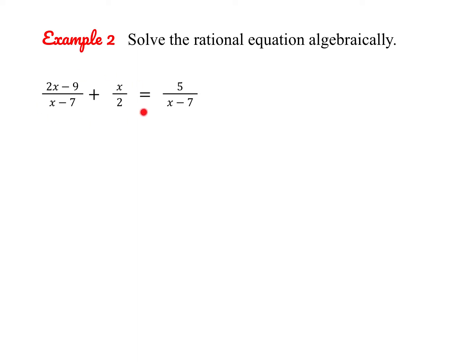We're just going to clear our fractions by multiplying by the LCD. So we multiply both sides by the LCD, and then you'll no longer have a rational equation. It might be a quadratic equation or some other type of equation that you can solve, but it will not be rational. So if you look at your denominators, we see that we have x minus 7, 2, and x minus 7. So in this case, our LCD is 2 times x minus 7. So I'm going to multiply both sides of our equation by that full LCD.